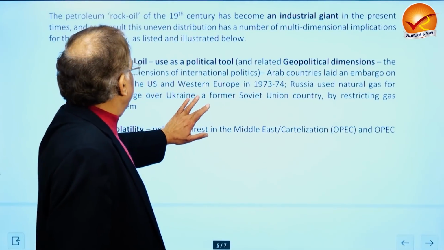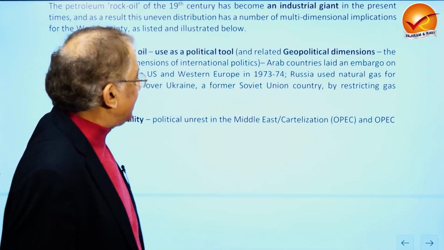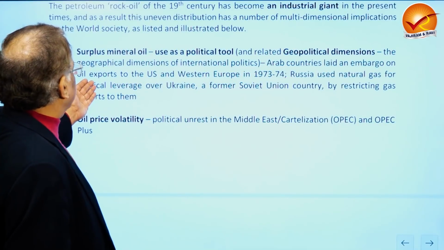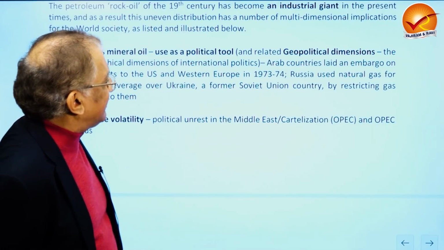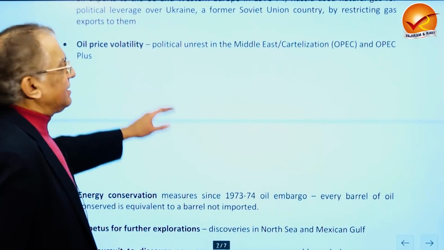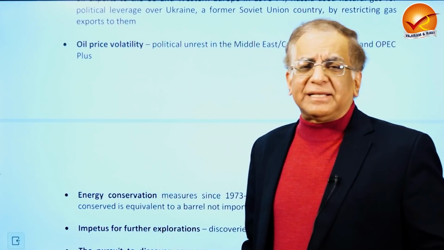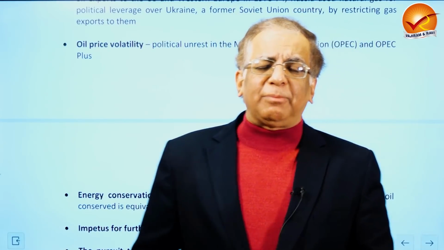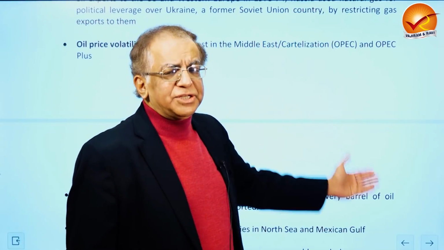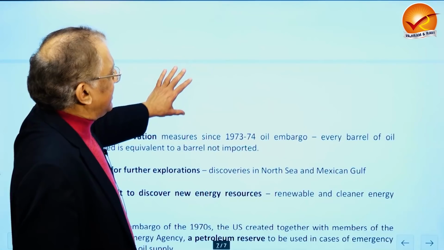And having given this point that it is being used as a geopolitical tool, it means it has geopolitical dimensions. The first case I have given you is that Arab countries laid an embargo on oil exports to the US and Western Europe in 73-74, and Russia did almost a similar thing against Ukraine. And then you have oil price volatility, that is, a lot of instability in the prices of oil, and that creates a number of problems worldwide for developing countries. In this context there is cartelization by OPEC, and now you have OPEC plus. So all these things would be there in the answer here.